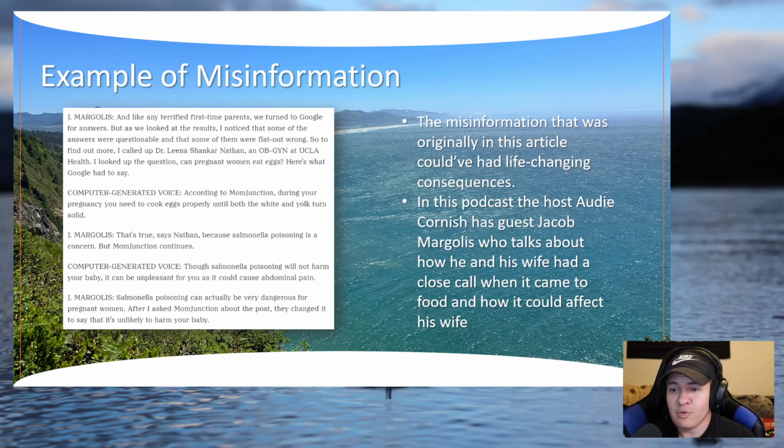Salmonella poisoning can actually be very dangerous for pregnant women. After I asked Mom Junction about the post, they changed it to say that it's unlikely to harm your baby. That way, he also did see that information online in the first place, but he had questions about it, which is always a good thing, because that way you can learn more and get more in depth about what you're wanting to know about.